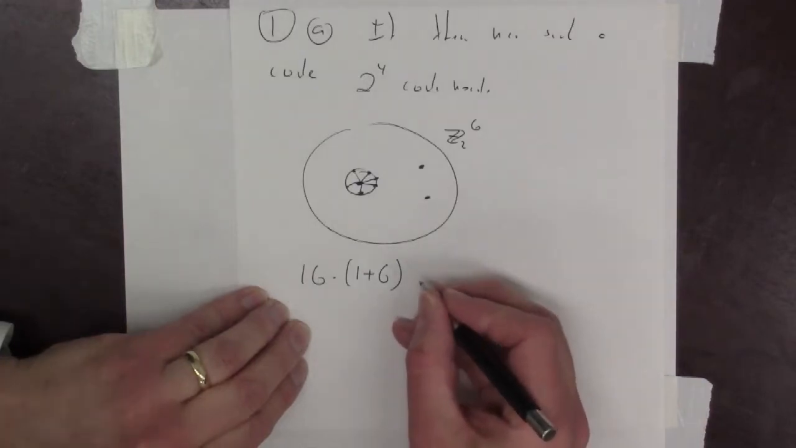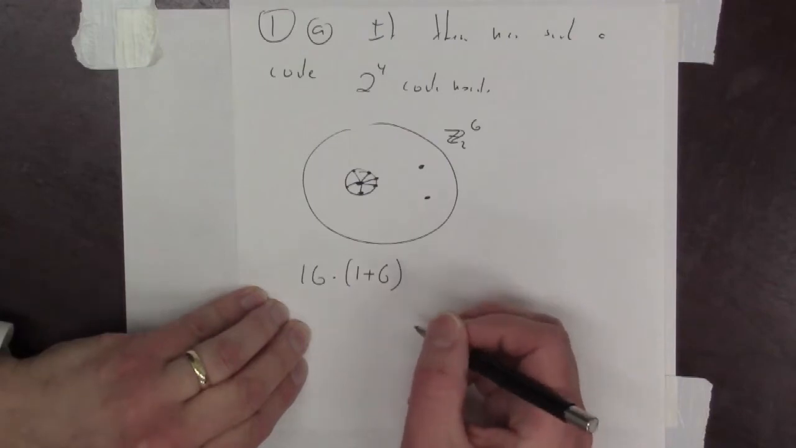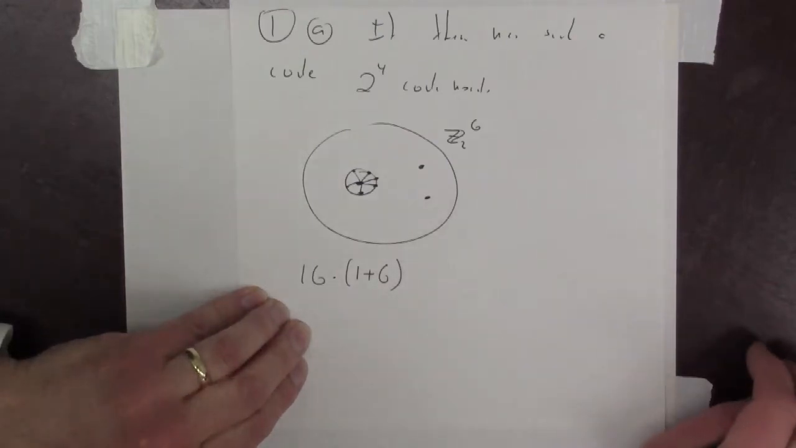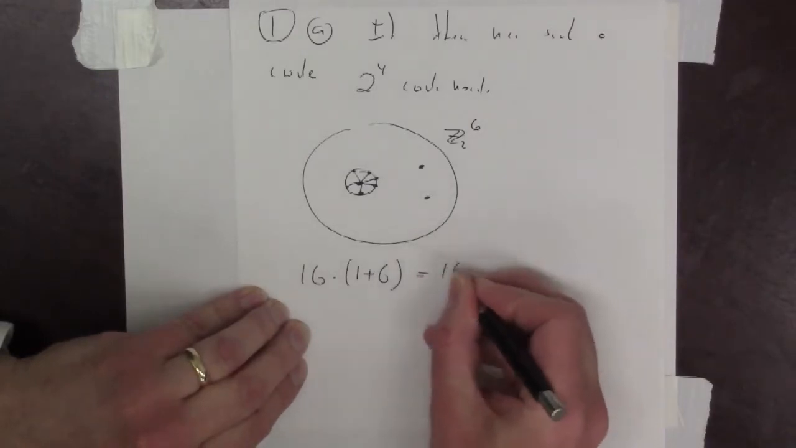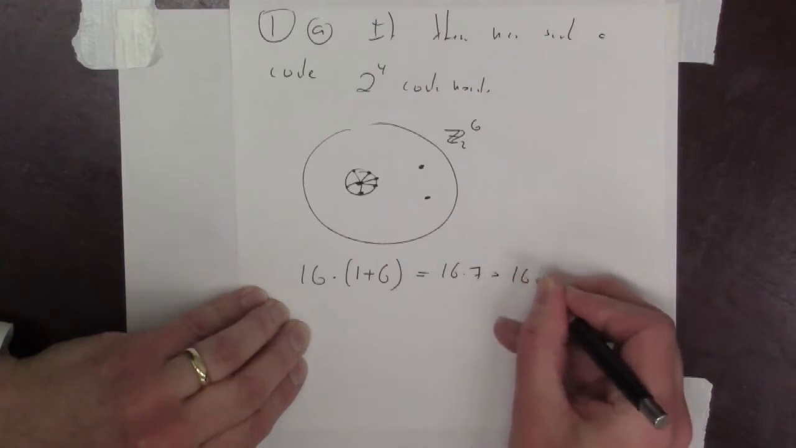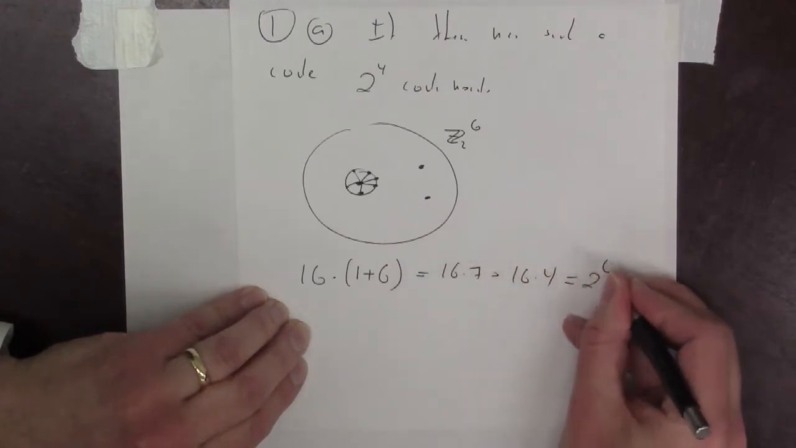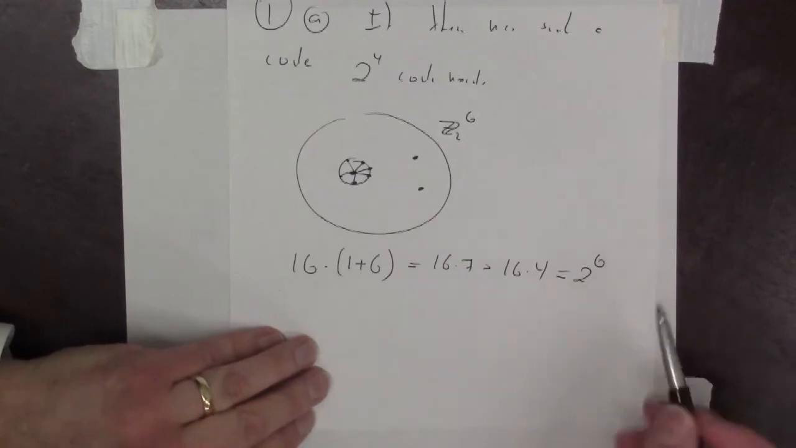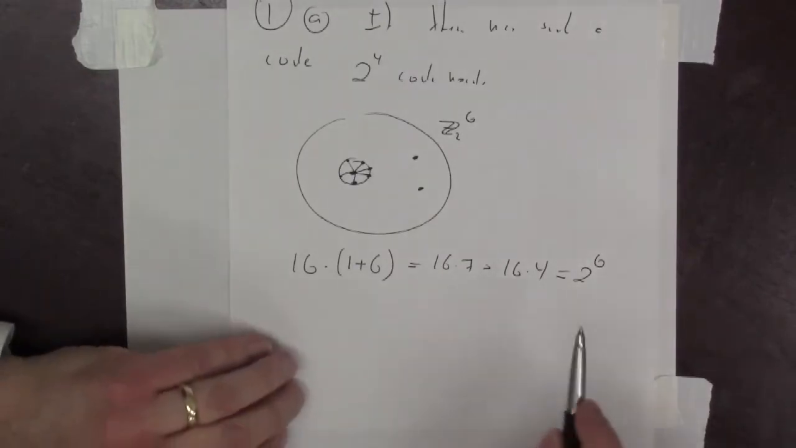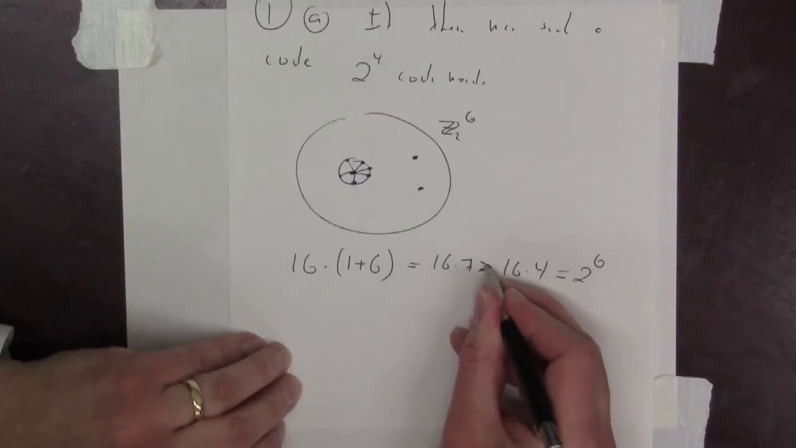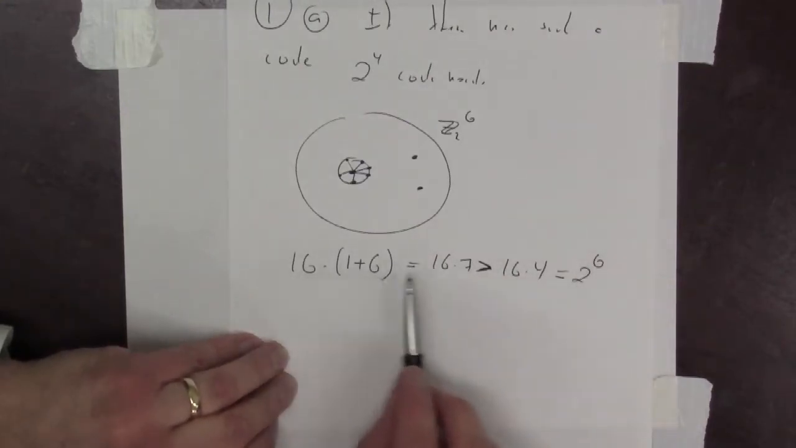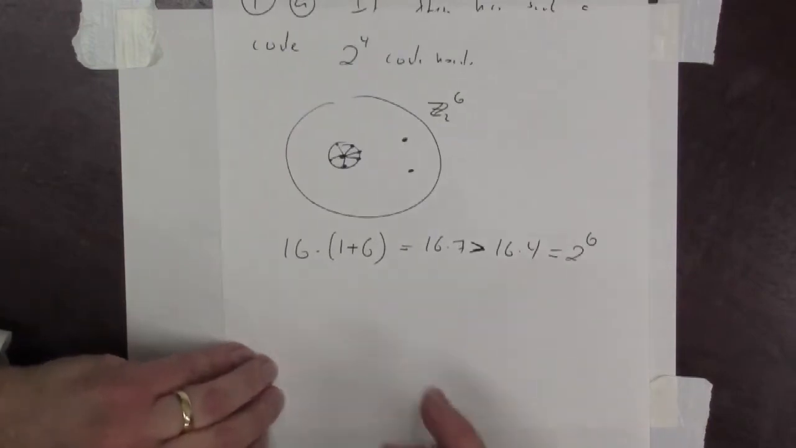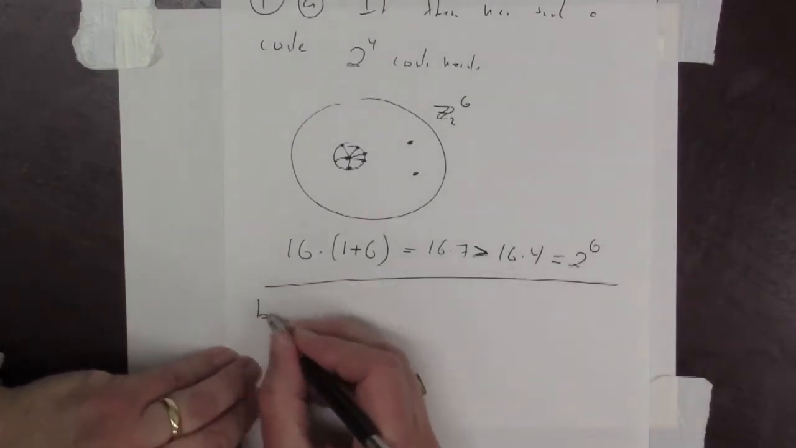Notice that this is 16 times 7, which is bigger than 16 times 4, which is 2 to the 6. And since the code will have length 6, there can't be such a code because we get this inequality here. I.e., with 6 bits, you can't determine 16 times 7 choices. Okay? Let's do part B here.